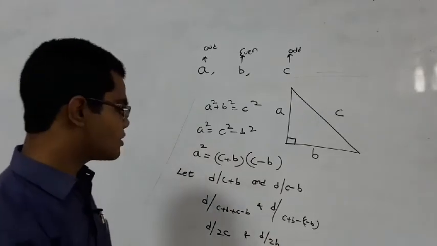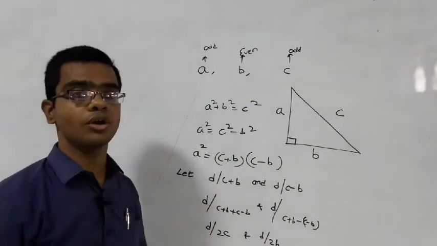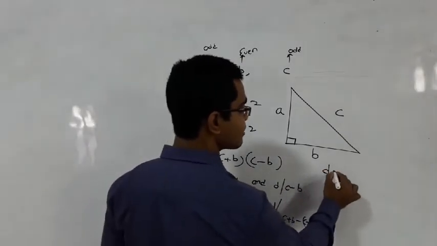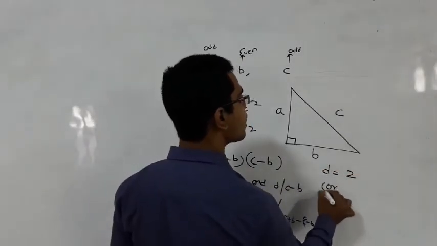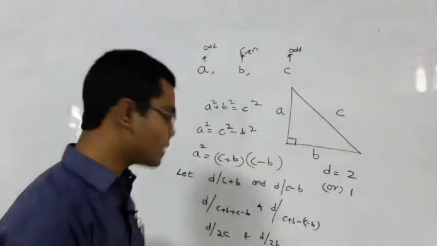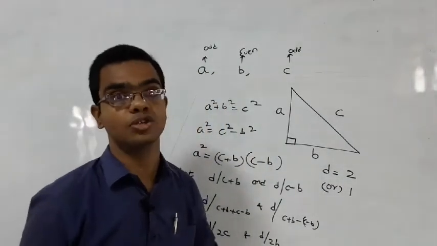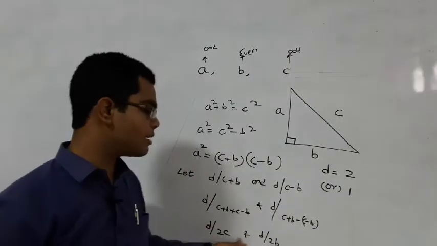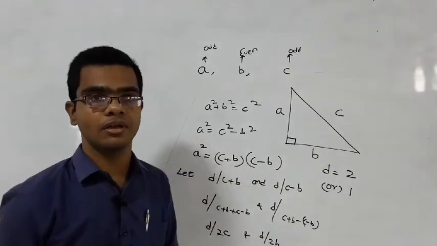So this conclusion is very clear, D is going to divide 2C and D is going to divide 2B. That means D has to be either 2 or 1. Why am I saying 2? Because these two are anyhow even numbers, so D has to be 2. Now why is it 1? Yeah, it is 1 because C and B are known to be relatively prime.